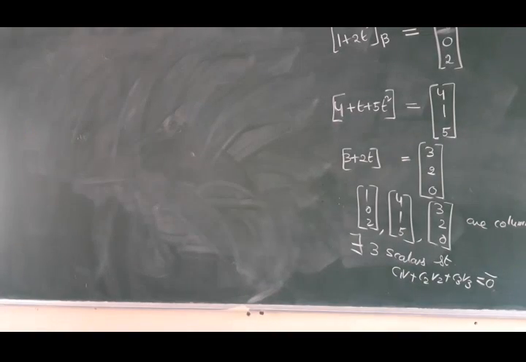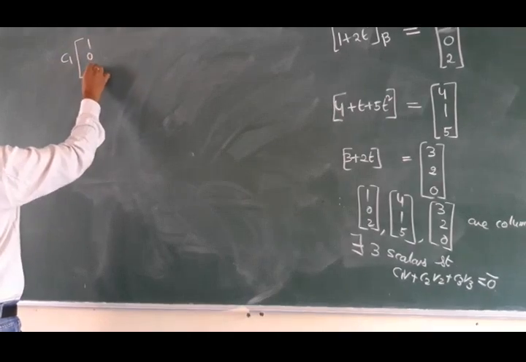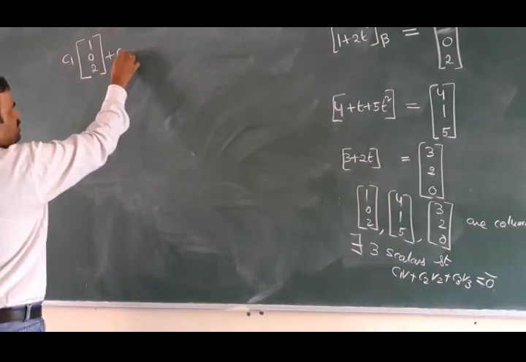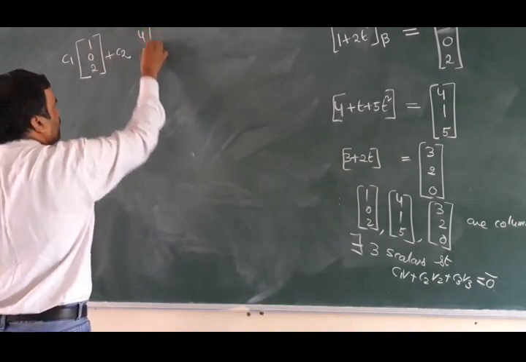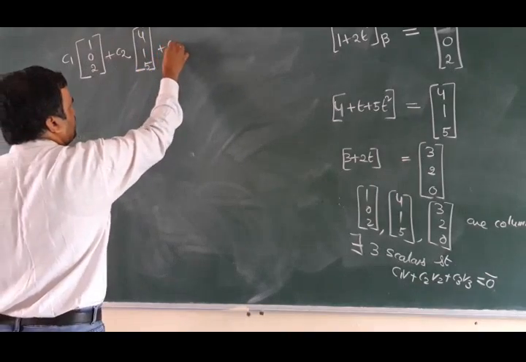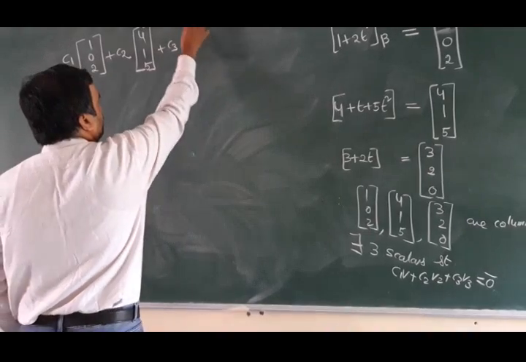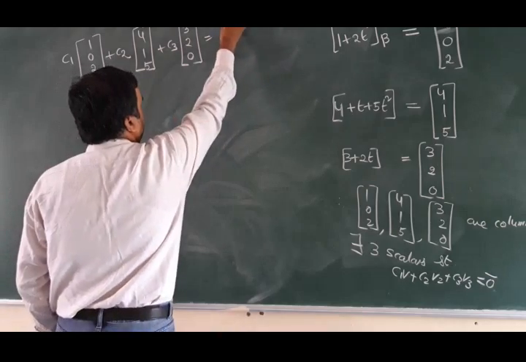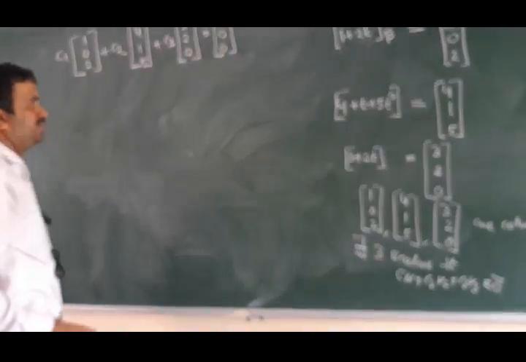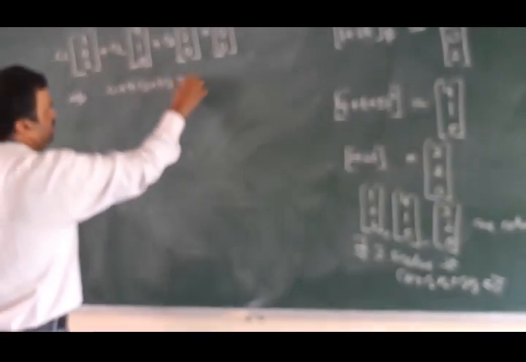Alright, C1 times the first vector (1, 0, 2) plus C2 times the second vector (4, 1, 5) plus C3 times the third vector (3, 2, 0) is equal to the zero vector (0, 0, 0). Now I can write 3 equations. This implies C1 plus 4C2 plus 3C3 equal to 0.